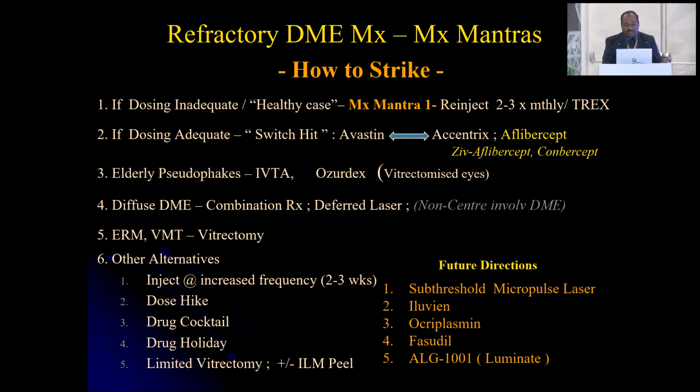So I'll leave you with this last slide. We've also looked at, which is kind of summarizing everything put together. Other alternatives are increased frequency of injecting anti-VEGF, dose hike, dose cocktail, but I've really not found these of benefit. Future directions are subthreshold micropulse laser as an alternative to repetitive anti-VEGF therapy. Iluvien is something that's coming on, we'll be excited to see.